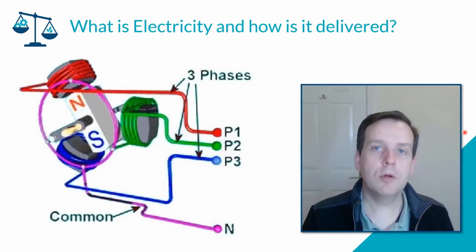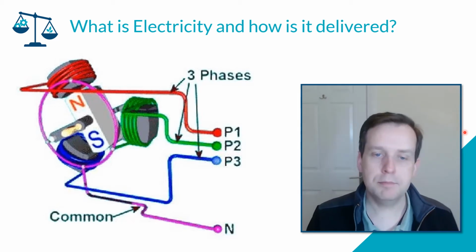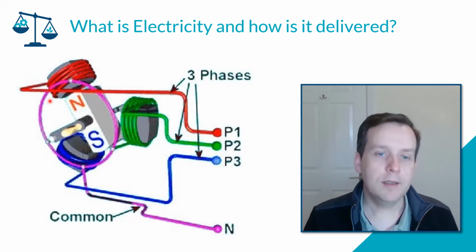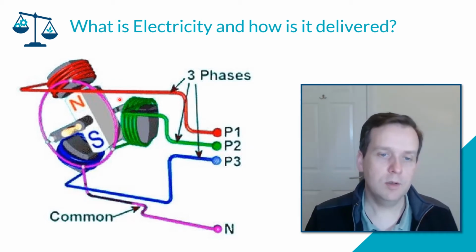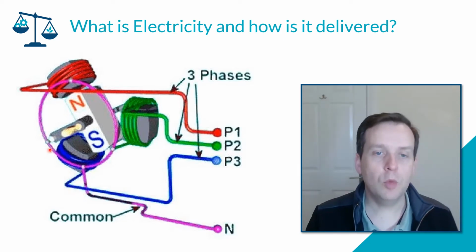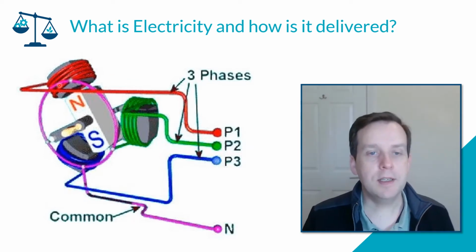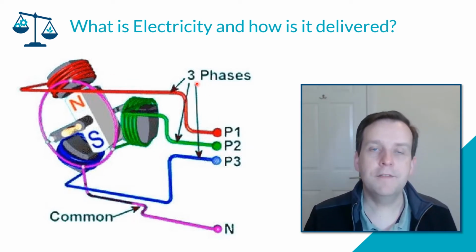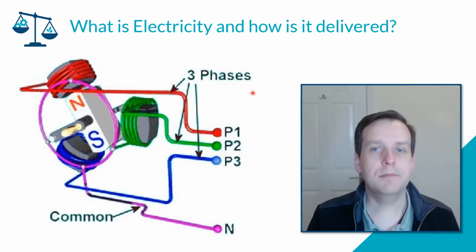This is a more complicated electrical generator, but the same principle applies. Instead, we have our magnet moving within the machine. So this is rotating, and instead of just one wire, we have 3 wires. Each of these gives us what we call a phase, and we'll look at later what that means in practical terms.